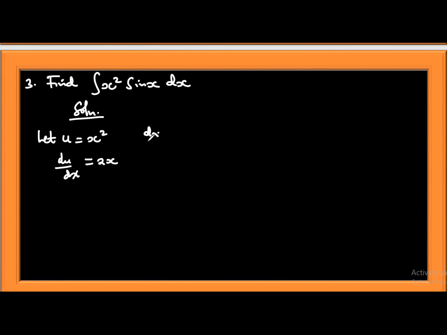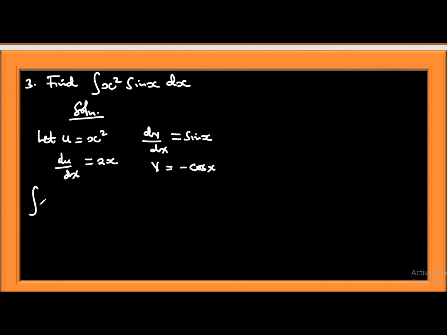dv dx now becomes sine x, but then v becomes the integral of sine x, which is negative cos x. From there, we apply the formula of integration by parts.